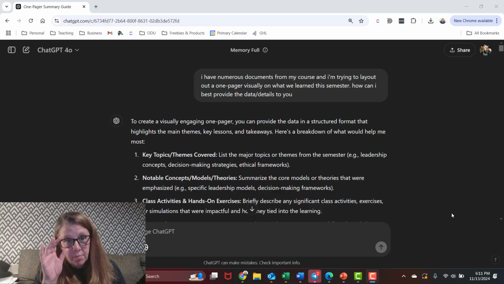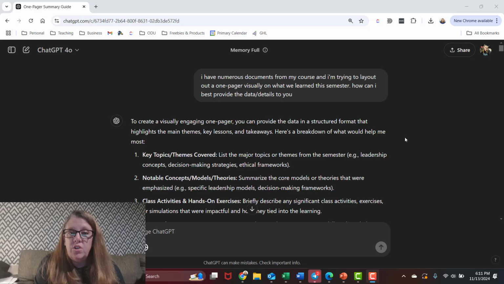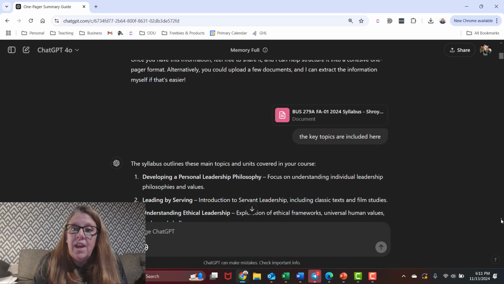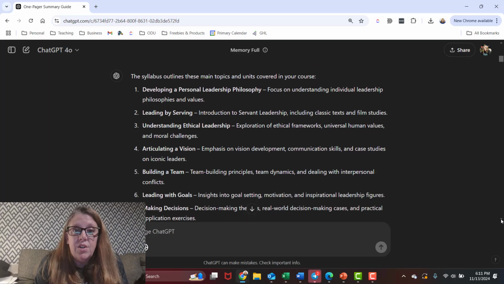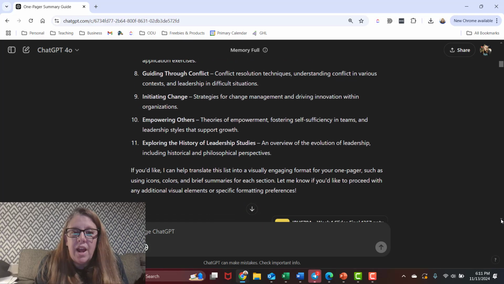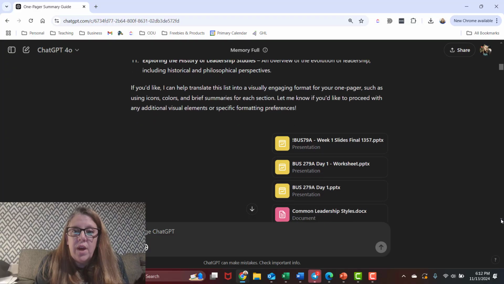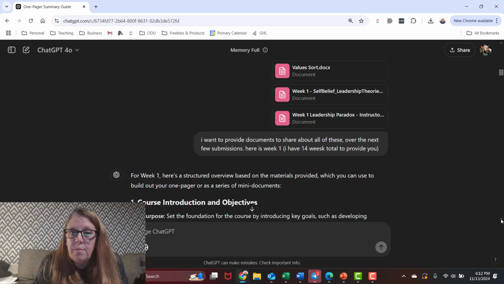So I put in that prompt, and this is what it came out with to create this visually engaging one-pager. It gives me all these things that it wants to walk through. On the other hand, I want to input information to ChatGPT. So I gave the syllabus and I said the key topics are included here in the syllabus. Then it starts to tell me, okay, here's the main topics that you have. Well, I already have an idea of how I want to outline this visual look for this one-pager. So I start to load in my slides, my worksheets, all of these other things from each week.